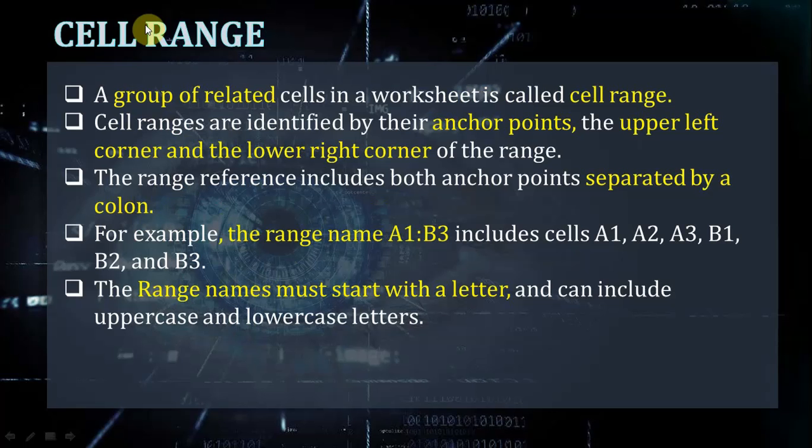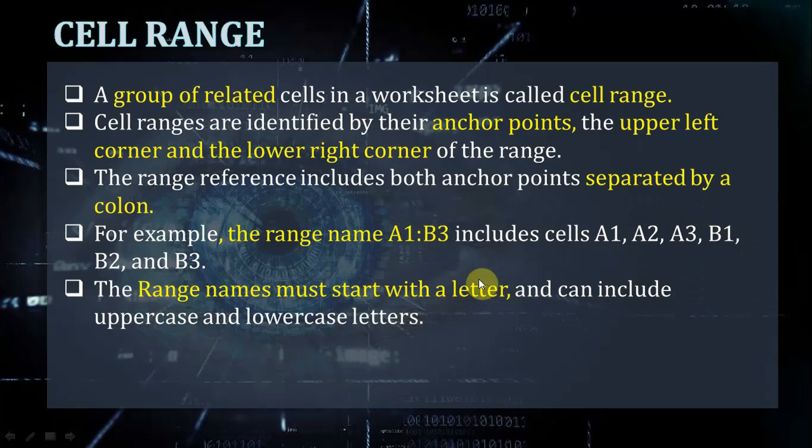Cell range. A group of related cells in a worksheet is called a cell range. Cell ranges are identified by their anchor points, the upper left corner and the lower right corner of the range. The range reference includes both anchor points separated by a colon. For example, the range name A1:B3 includes the following cells. The range name must start with a letter and can include both uppercase or lowercase.